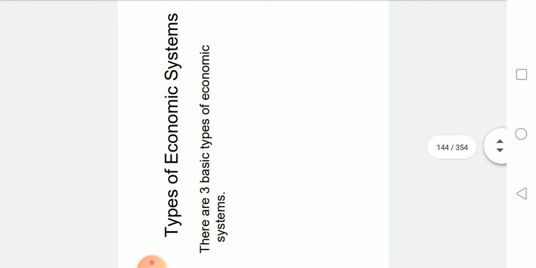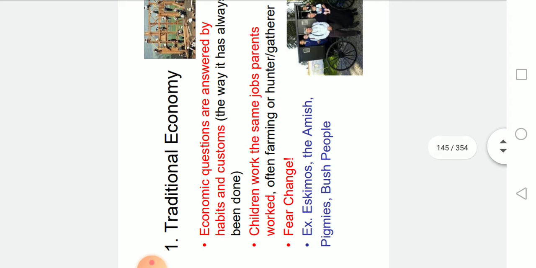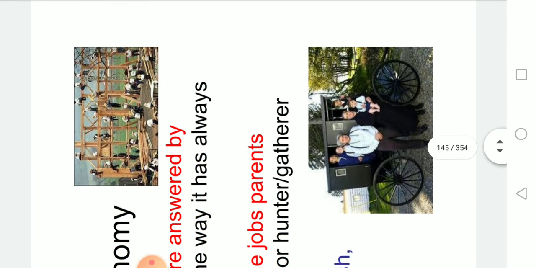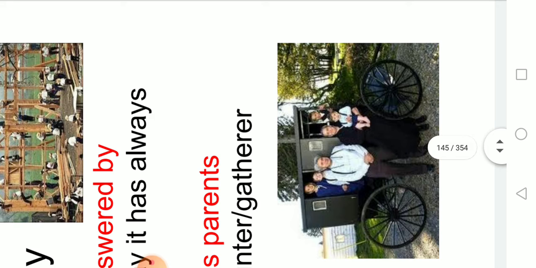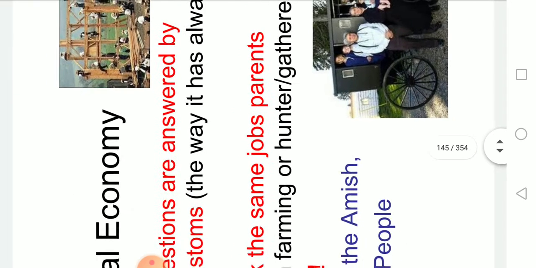Types of economic systems, we have three types of economic systems. Let's see together. We have here the traditional economy. As we see here in the pictures, can you see the pictures with me? This one and the other one. Yes, we have here a family, a grandpa, a grandma, children and parents.